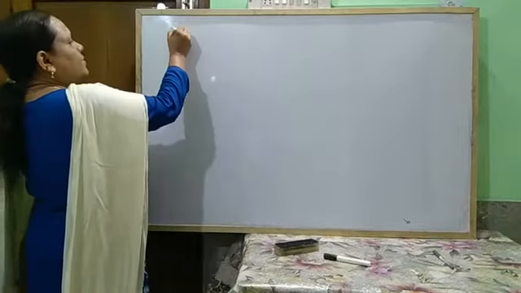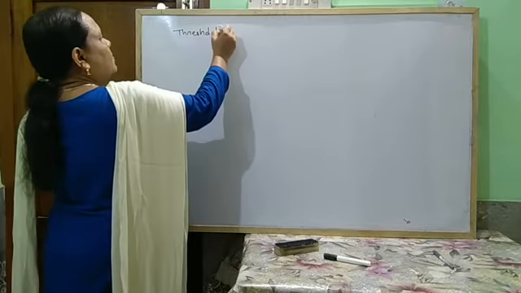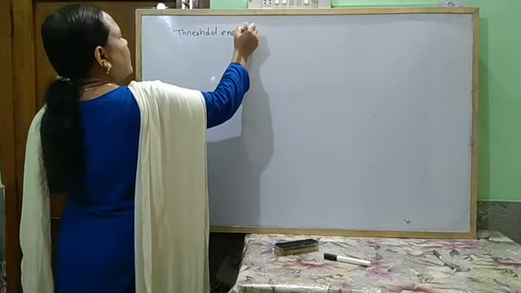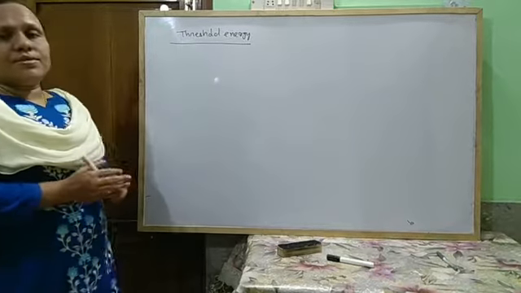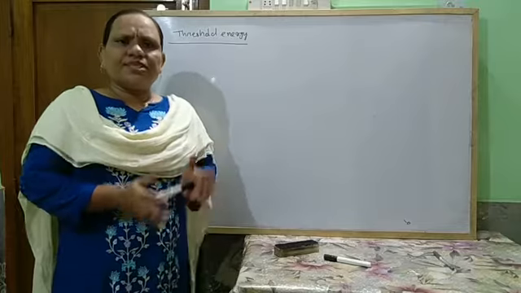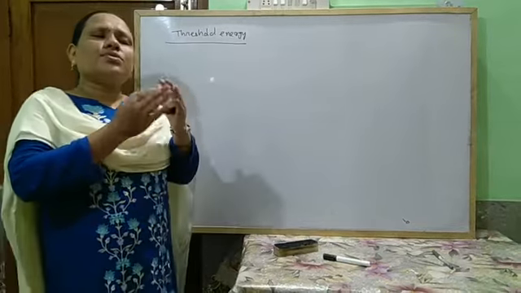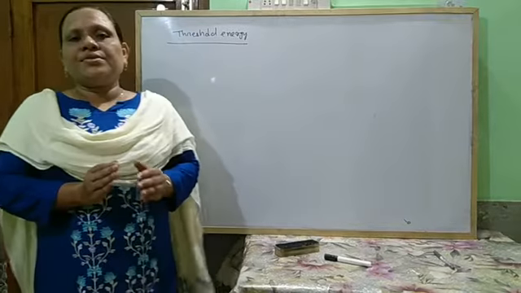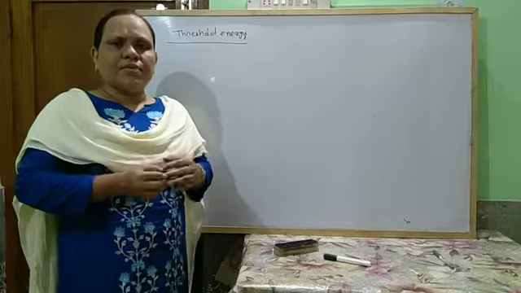Next comes threshold energy. Okay, so what is this threshold energy? You know, hydrogen and oxygen react to form water. In the atmosphere, there is so much hydrogen and so much oxygen, but they do not combine to form water.